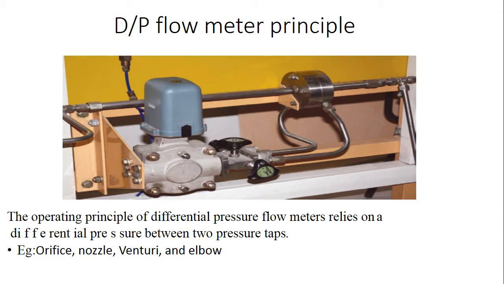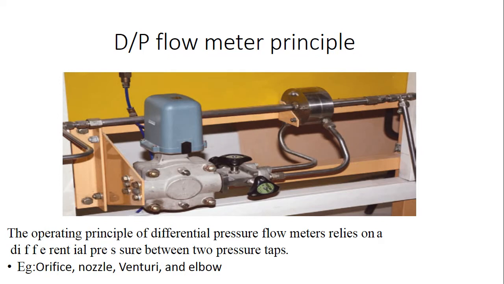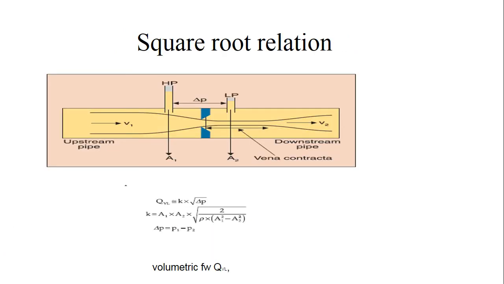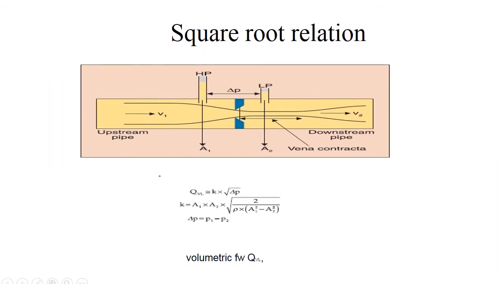This flow meter relies on differential pressure between two pressure taps. Here you see the high pressure tap and low pressure tap. The difference in pressure drop is calculated in terms of volumetric flow rate. Examples are orifice, nozzle, venturi and elbow. They follow a square root relation.